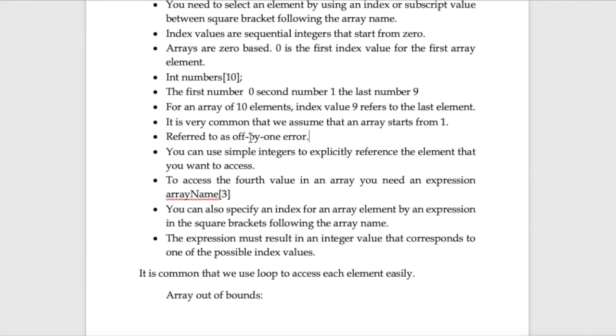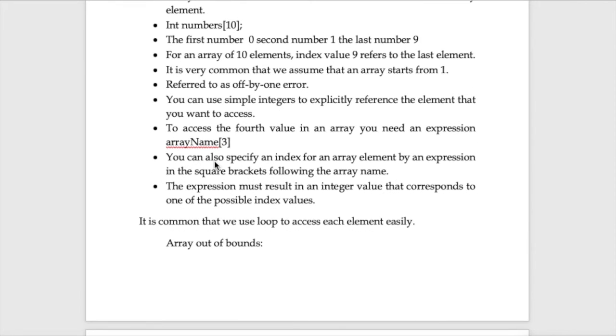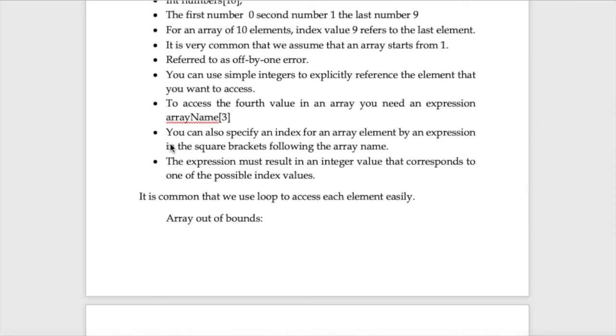You can use simple integers to explicitly reference the element that you want to access. Explicitly, in the sense, it should be revealed fully or completely shown. To access the fourth element in an array, you need an expression array name[3]. Okay, I'll give an example. I will provide a code for this. You can understand it very easily. Visualizing it makes it simple.